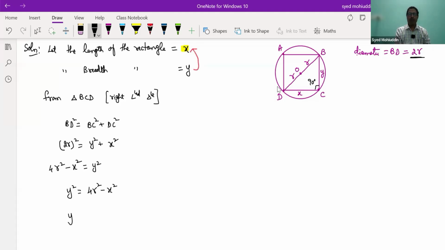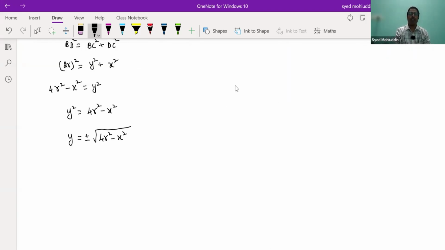Therefore, the value of y will be, the square goes to the other side and becomes a square root. Whether it will be plus or minus, it is 4r square minus x square. Because y is a breadth, it will only be a positive value. Therefore, we'll just consider the positive value. y is equal to root of 4r square minus x square.